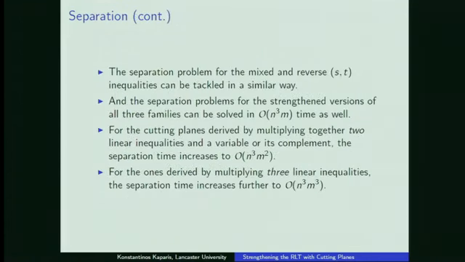Of course, separation for mixed or inverse ST inequalities can be derived in the same fashion. We saw also in the paper that the separation for the strengthened version has the same running time. It's not difficult to see that if we multiply one variable with pairs of constraints, the running time is going to be n cubed times m squared, because we have two ways to take the couple of constraints. And if we multiply three linear inequalities together, then the running time goes up to n cubed times m cubed.